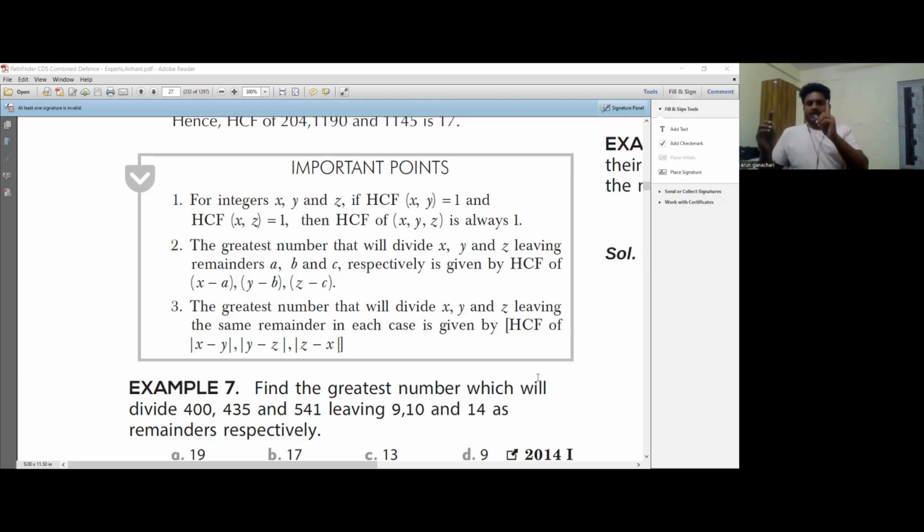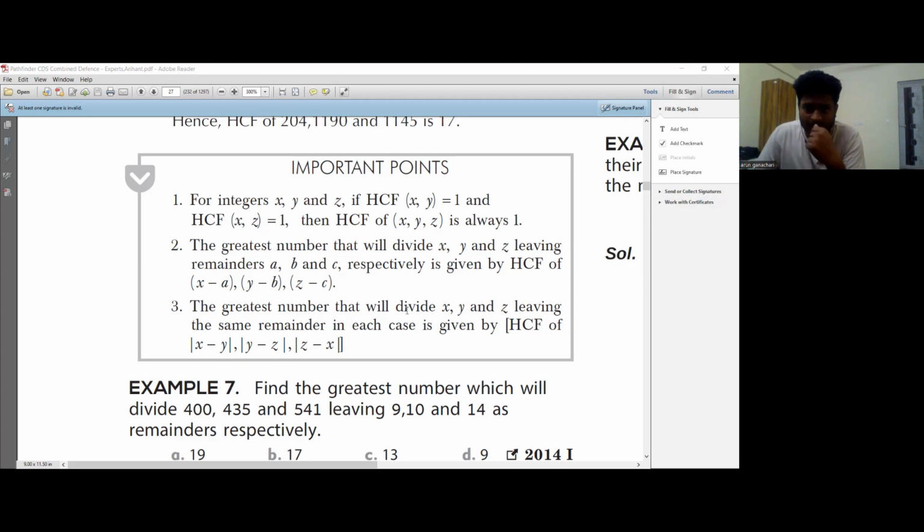And there is one error in the third point. The third point is wrongly printed as x minus y, y minus z, and z minus x. This should be changed to x minus r, where the greatest number will divide x, y, and z with the same remainder. Write down this point. I'll dictate it.